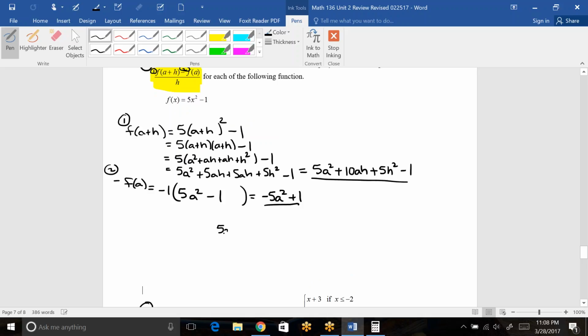So I write the first one, and then I write this one. I don't have to worry about changing signs because I already did it. And we write that all over the letter h. So then if you've done this correctly, some things should cancel out. 5a squared and negative 5a squared, and -1 and +1. Essentially the only thing that should be left on top is things with the letter h.